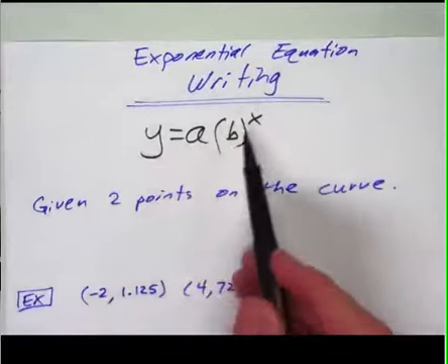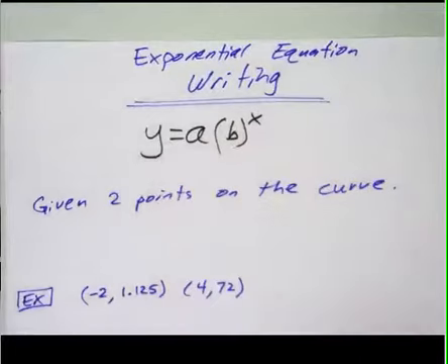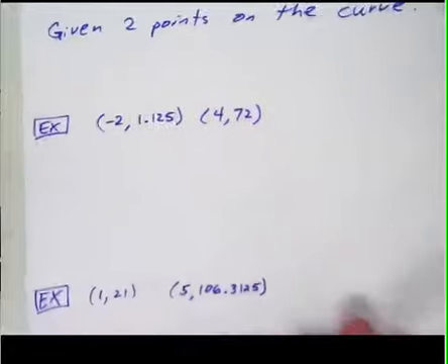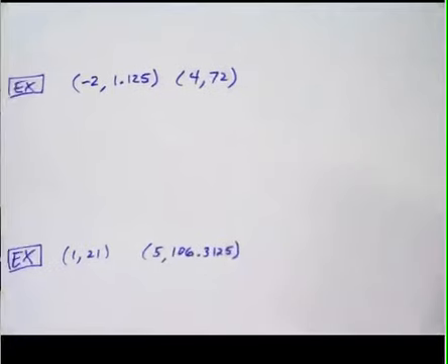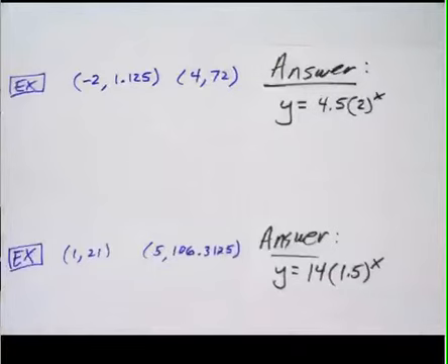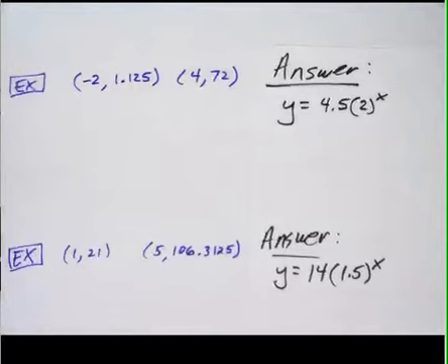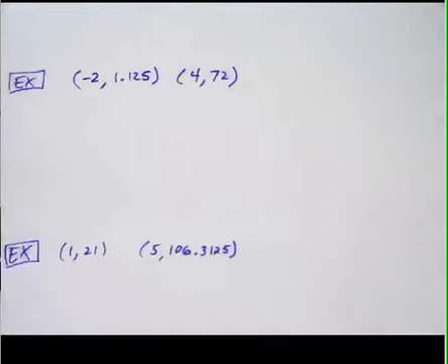But we do know 2 sets of x's and y's, so we do know 2 points that work. So here are 2 examples of what we're talking about. If you want to pause the video and work these out, you can do that. I'm going to show the answers here right now. Here they are. And so those are the 2 answers that we're going to look for, and let's see how we build those. Here are the solutions, and here's how we come up with those.